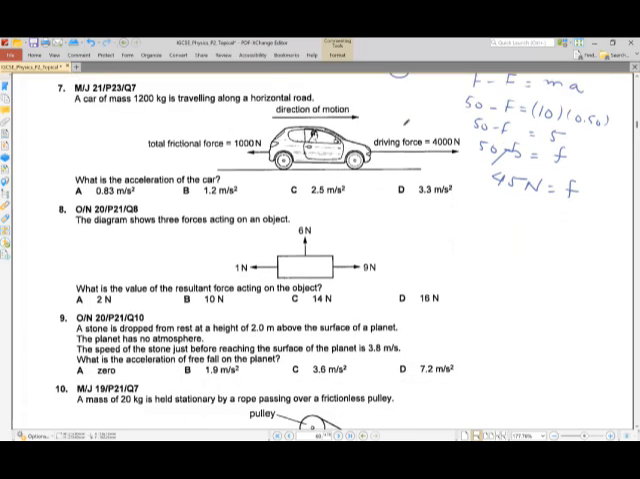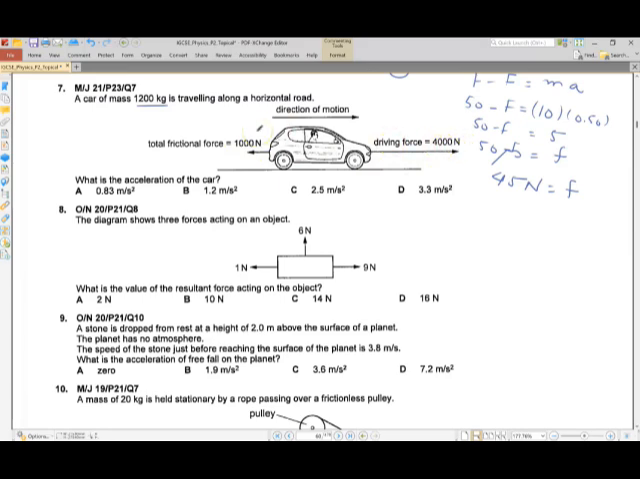Okay, question number 7. A car of mass 1200 kgs is traveling along a horizontal road. The total frictional force is 1000 newtons, and the driving force is 4000 newtons. What is the acceleration of the car? Okay, now we know that the mass of the car is 1200 kgs.